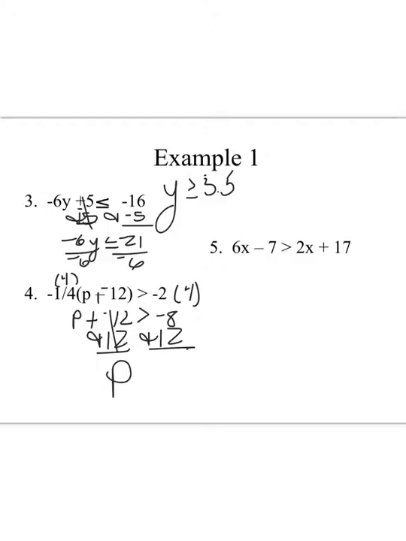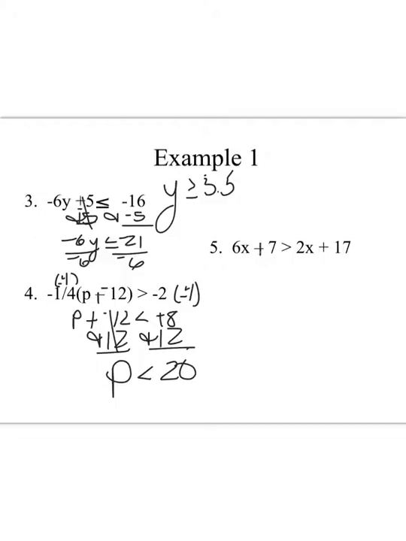Oh, it's a -1/4. So that's a -4, so that's a +8. I couldn't see my negative. And because we multiplied each side by a -4, that sign does need to flip to less than. So p is going to be less than 20.